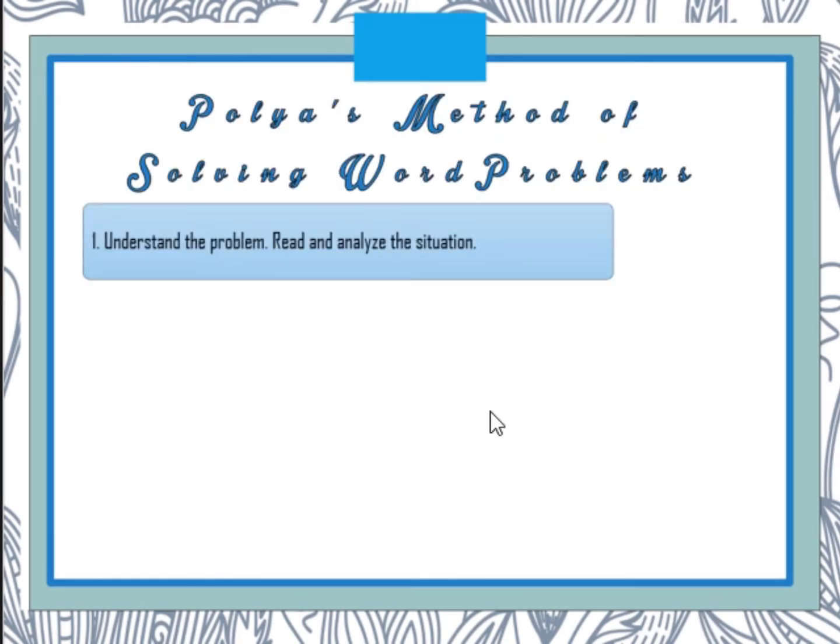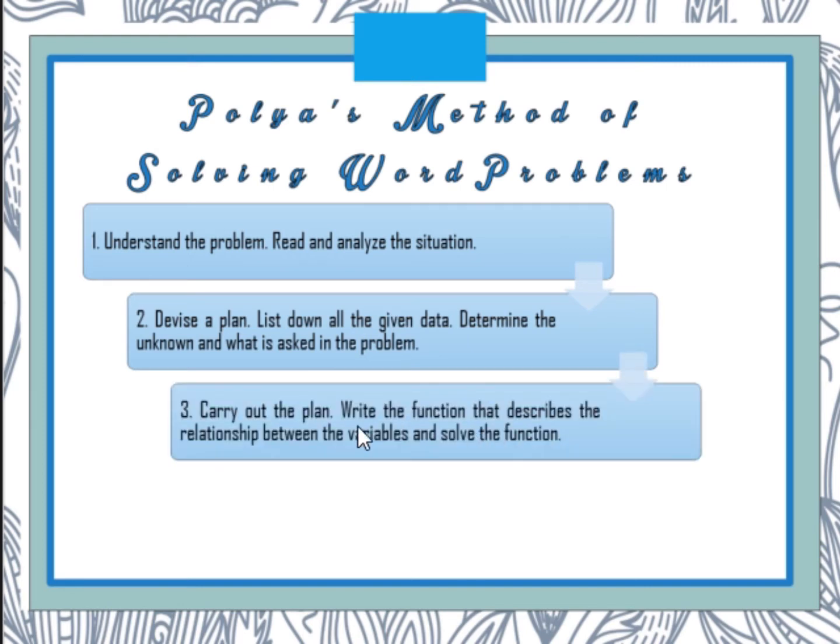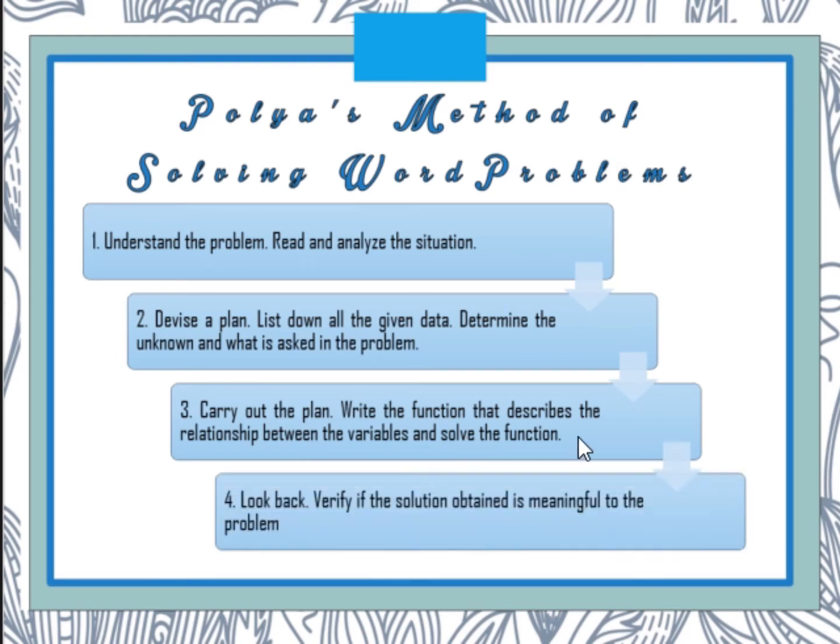Number 1 is understand the problem, wherein you have to read and analyze the situation. The second step is to devise a plan. This is where you list down all the given data and then try to determine the unknown and what is asked in the problem. The third step is to carry out the plan. We write the function that describes the relationship between the variables and then we solve the function. And the last step is to look back. This is to verify if the solution obtained is meaningful to the problem.